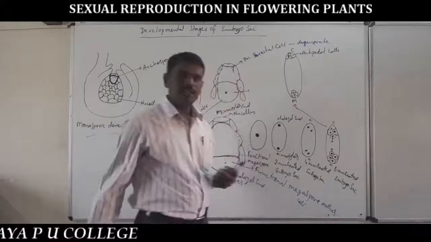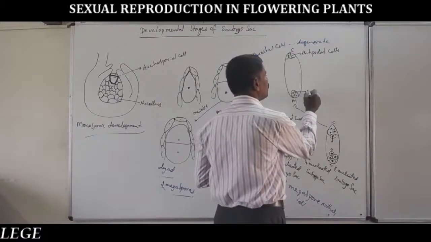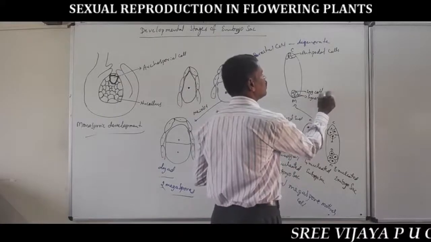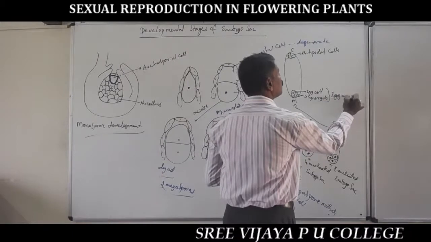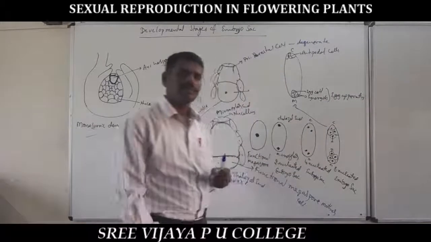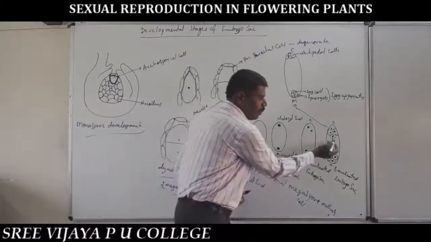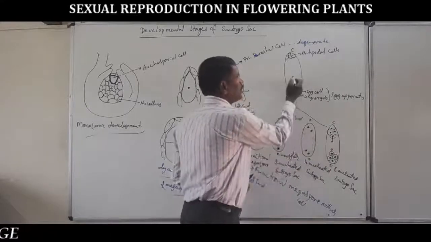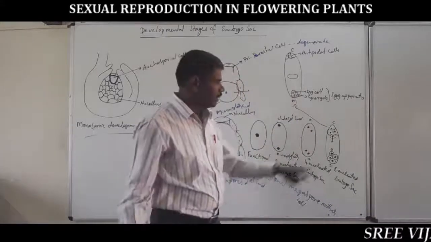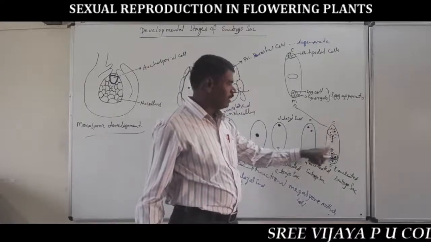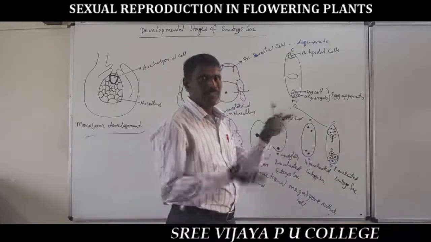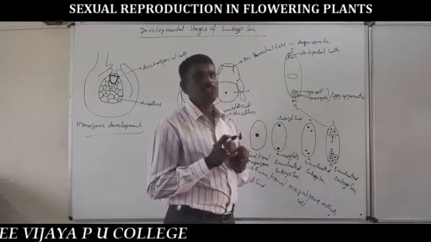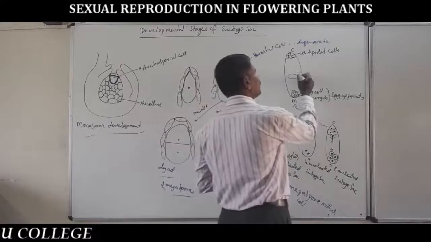The 3 nuclei present towards the micropylar end are called the egg apparatus, that is the egg cell and the synergids. One nucleus from the chalazal end and one nucleus from the micropylar end migrate towards the center, where the two fuse and form a cell. That is what we call the central cell.